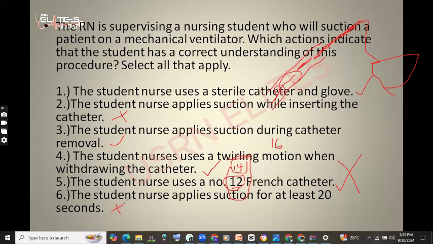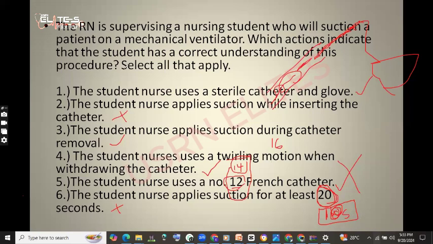Of course, the student nurse applies suction for how long? So what's the ideal wait time? Less than 10 seconds, shouldn't be more than 10. Okay, a maximum of 10 seconds. That's the ideal. So whenever you disconnect a patient's tube to suction, you are supposed to perform all of this within 10 seconds. Then you connect the patient back to the ventilator.